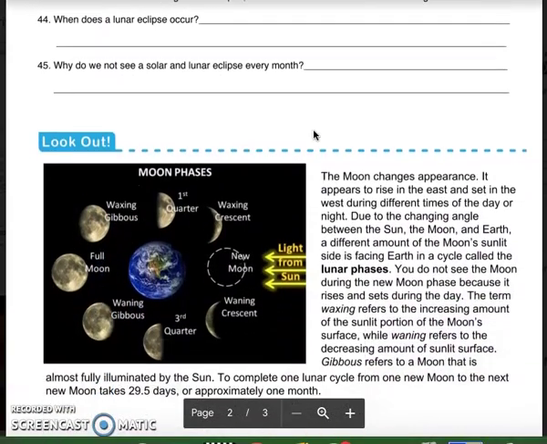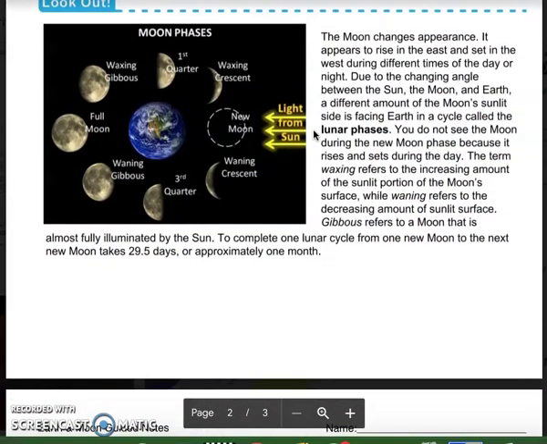Okay, so let's go down to moon phases. Now we're going to spend a lot of time learning about this, so if you get confused, don't worry about it right now. Watch out. The moon changes appearance. It appears to rise in the east and set in the west during different times of the day or night. So yes, you can see the moon during the day.